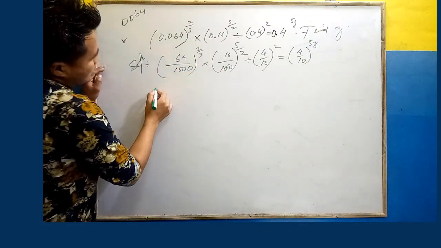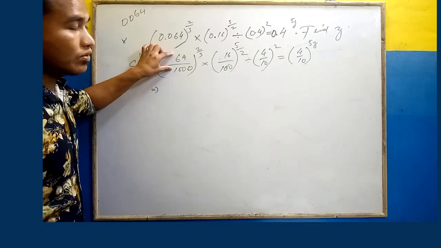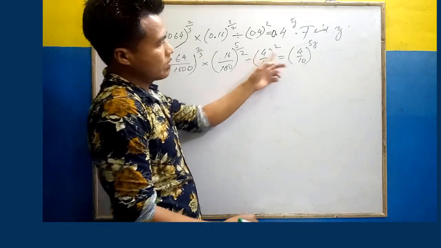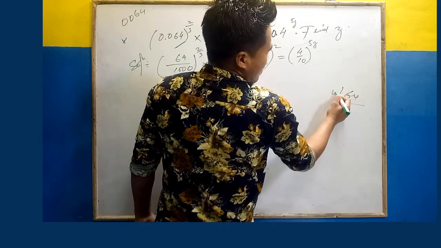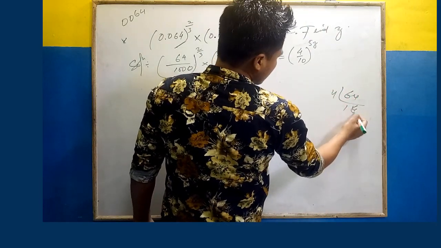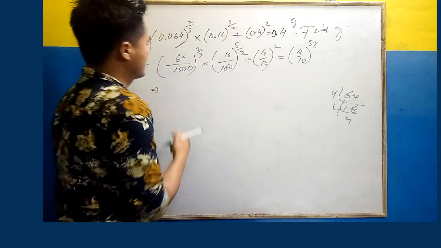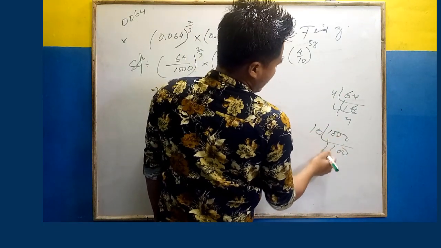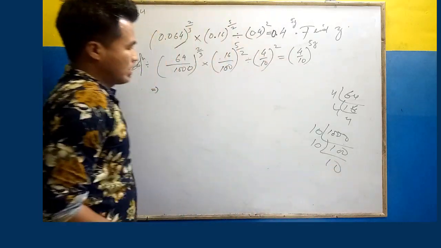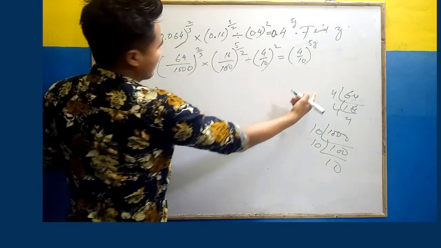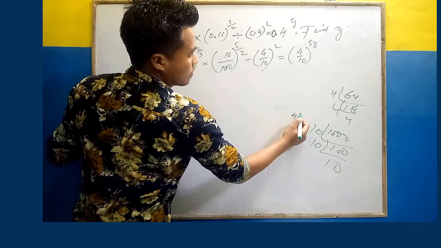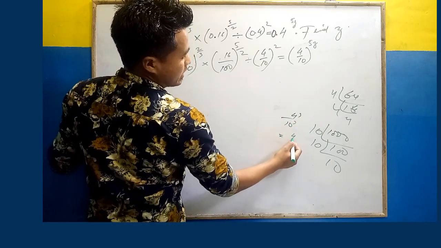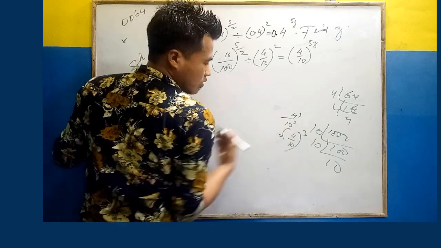Now let me simplify this one. 64 is what? 4 times 4 is 16, 16 times 4 is 64. Similarly, 10 times 10 is 100, and 100 times 10 is 1000. So 64 can be written as 4 cube, and 1000 can be written as 10 cube. So this can be written as 4 by 10 holding cube, isn't it?